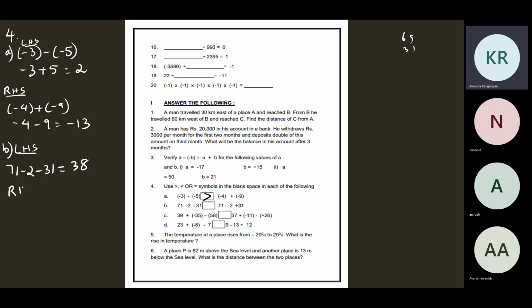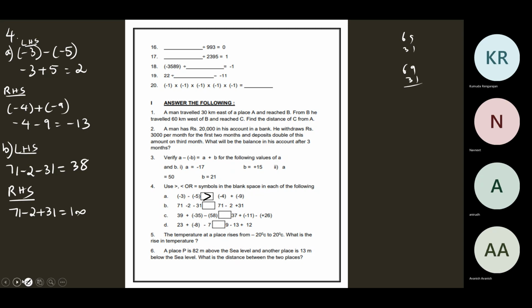The RHS is here, children. LHS need not be equal to the RHS. That is verification. In verification, LHS should be equal to the RHS. Here you'll have to put the less than, greater than, or the equal to symbol. Don't get confused. So the RHS is 71 minus 2 plus 31. That is 69 plus 31, which is 100. So what's the sign?